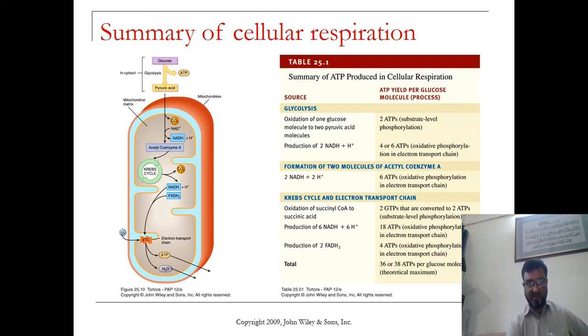So this is the summary of the whole cellular respiration process. In glycolysis, we have discussed how many ATPs are generated, what is happening in the acetyl-CoA step, what is happening in the electron transport chain, and how many ATPs are developed in this stage.